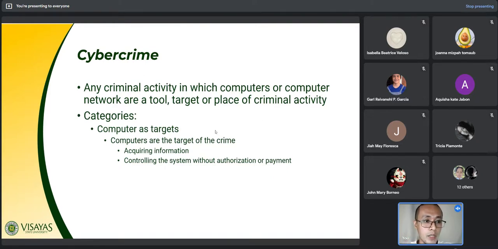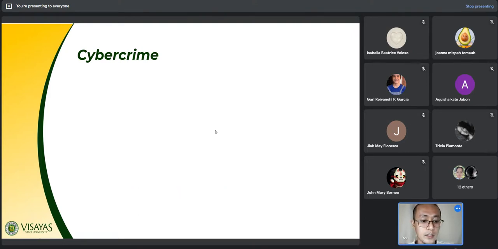Then controlling the system without authorization or payment. You try to control, class, a specific computer to gain access to their network. That's still a cybercrime in the category of computers as targets. When you alter data, when you try to modify, class, data stored in a database, that's still a cybercrime classified as computer as targets. And then the one which I have mentioned earlier, the denial of service attack. In denial of service attacks, you still attack a computer, and that makes computers targets.